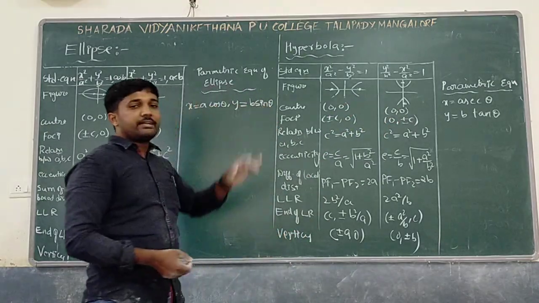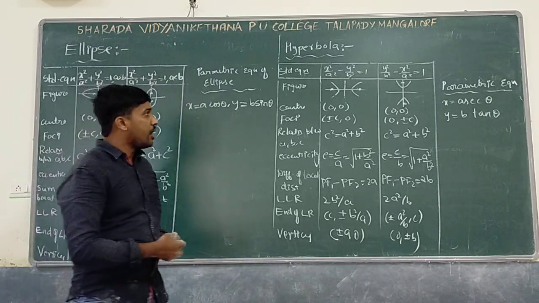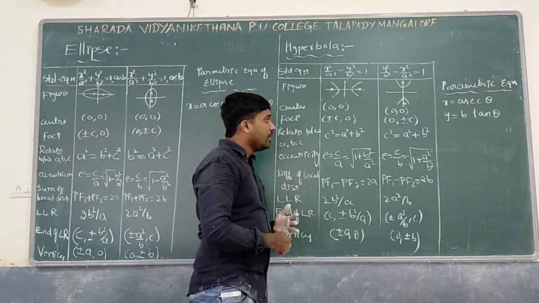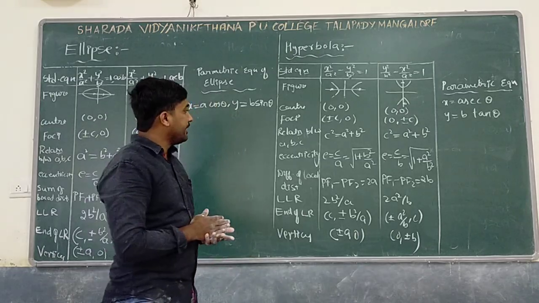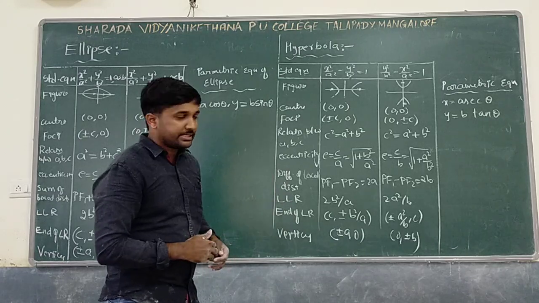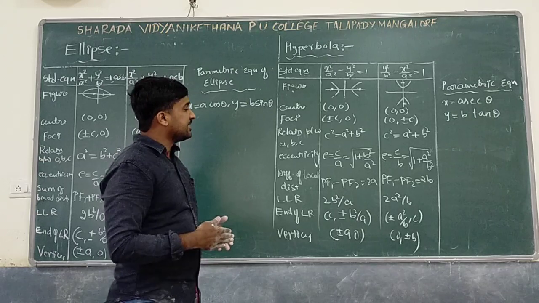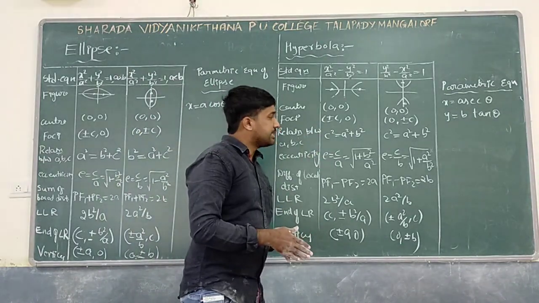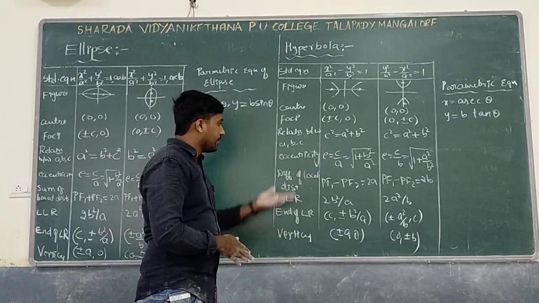In both the cases, the center of the hyperbola is at 0, 0. Next, foci of the hyperbola. The coordinates of foci are plus or minus c, 0, and for the next case 0, plus or minus c. Next, relation between a, b, c. Here, a is half of the length of the transverse axis. Next, b is half of the length of the conjugate axis. c is the distance between the center and one focus. c square is equal to a square plus b square. It is the same for both the cases.